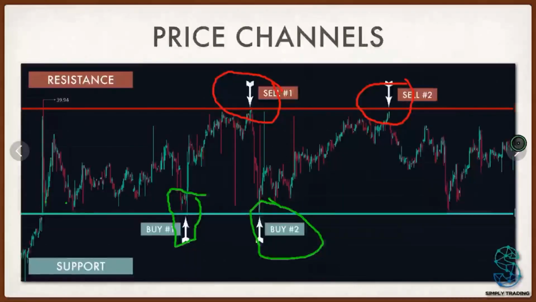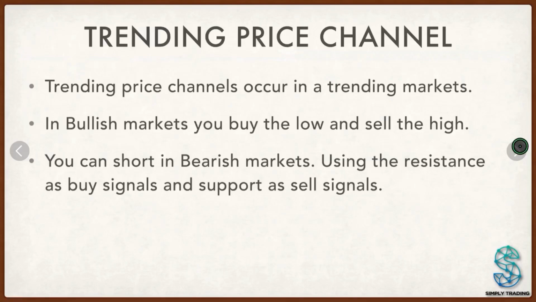Now, of course, if we have this in a consolidating market, we also have this in a trending market. Trending price channels only occur during trending markets. In bullish markets, you buy the low, sell the high. You can buy calls on the lows, and sell those calls on the highs. In a bearish market, you can use these price channels to identify where to enter your short trade, and you can also do this to buy put options or put contracts in this trade, okay? In this case, you would use the resistance as buy signals and support as sell signals.